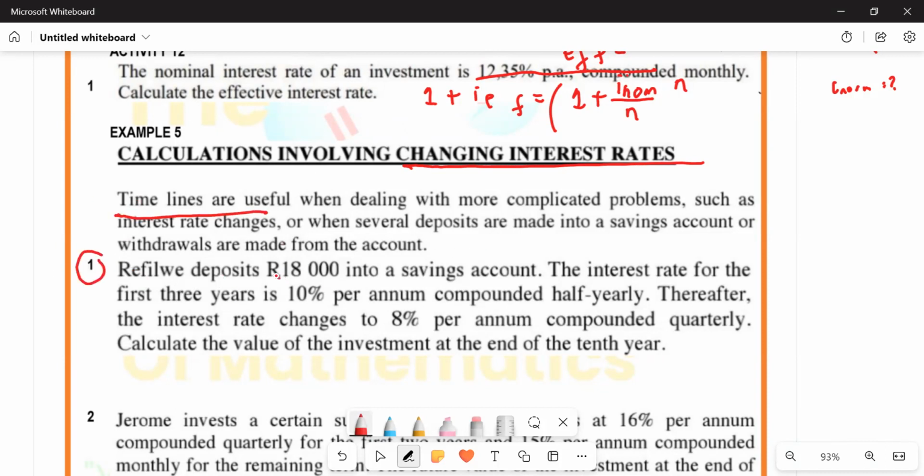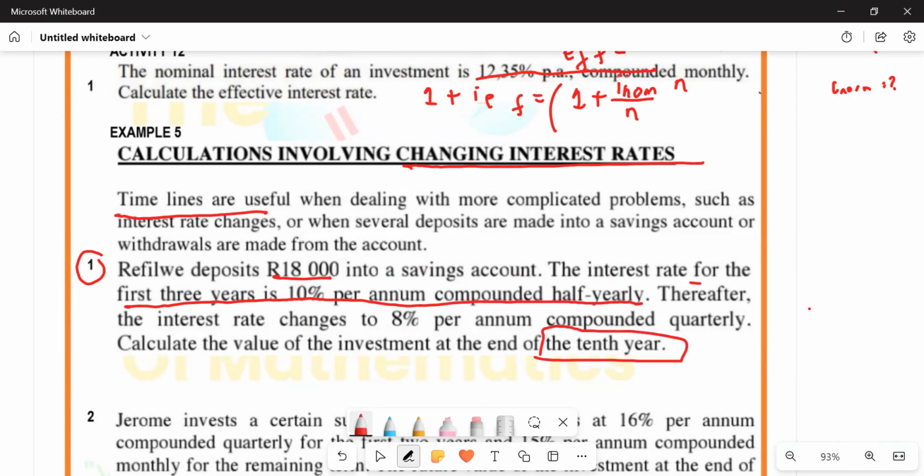They say Refiller deposits 18,000 into a savings account. The interest rate for the first 3 years is 10% per annum compounded half yearly. Thereafter, the interest rate changes to 8% per annum compounded quarterly. Calculate the value of the investment at the end of 10 years.